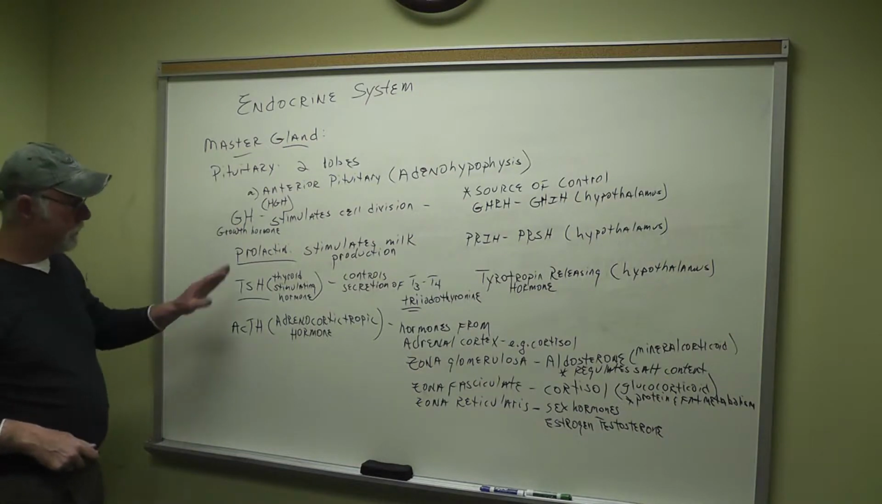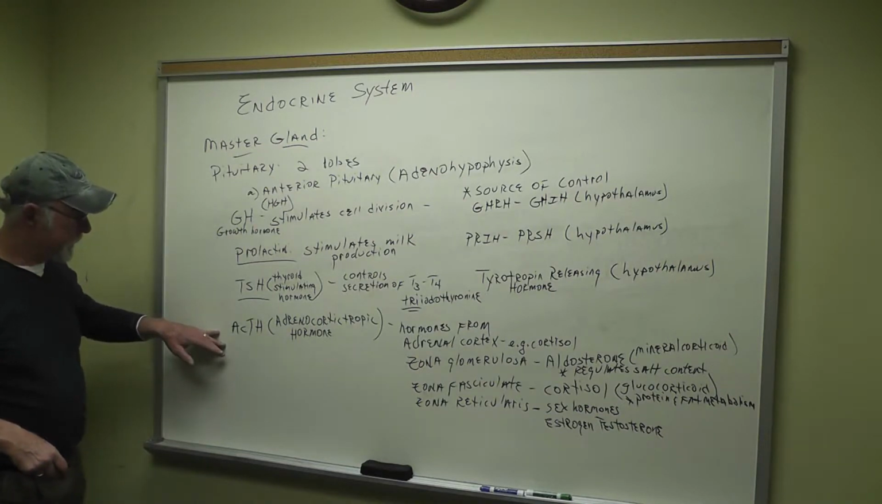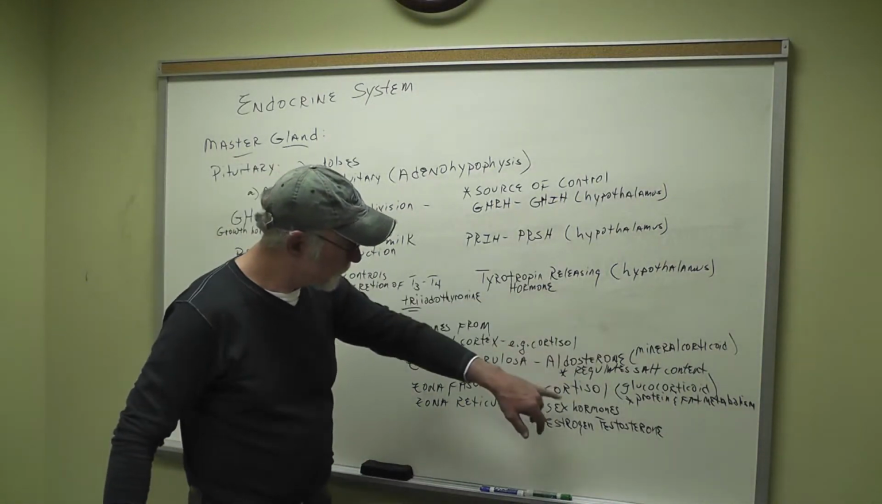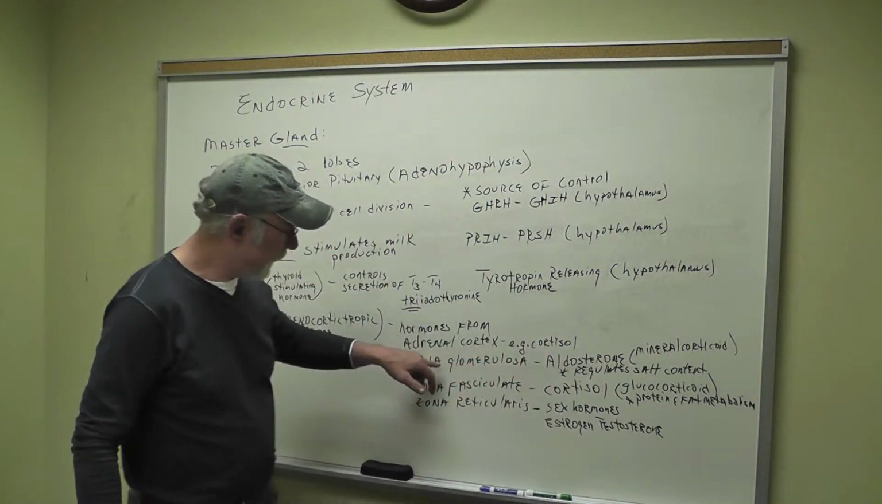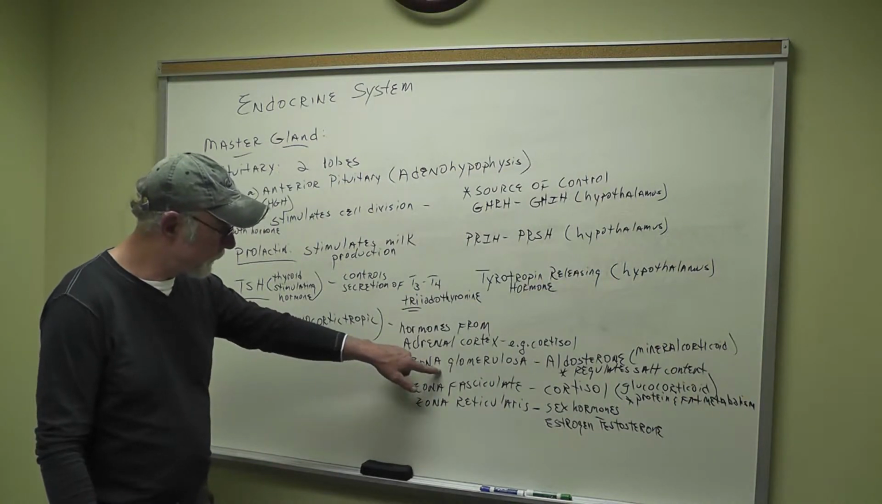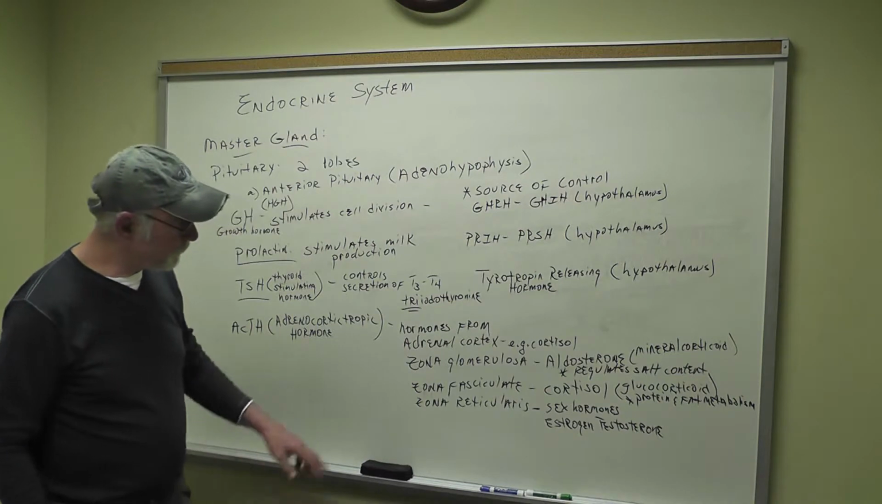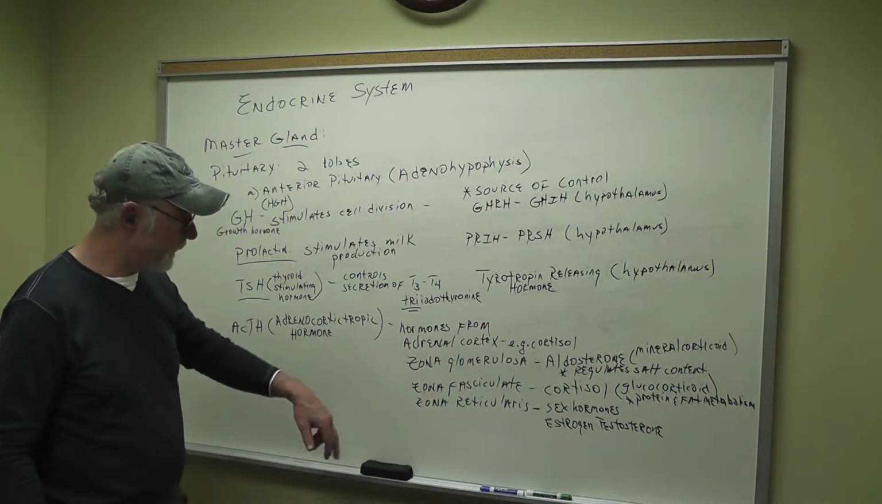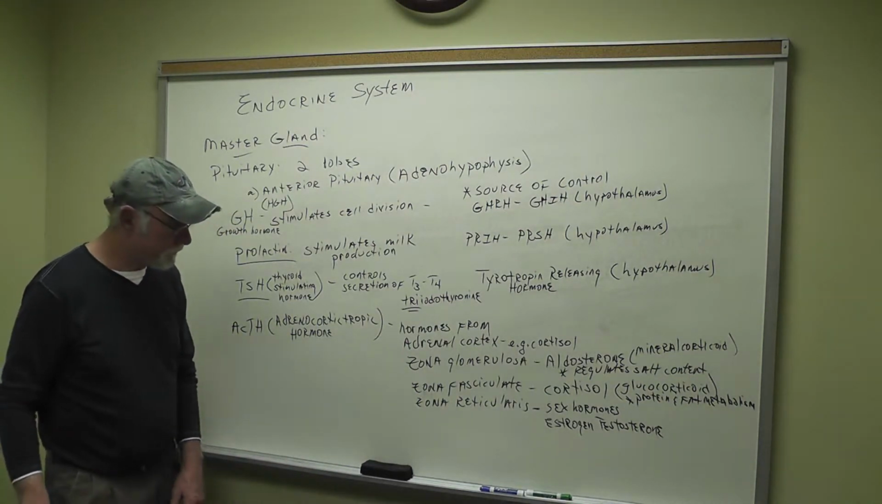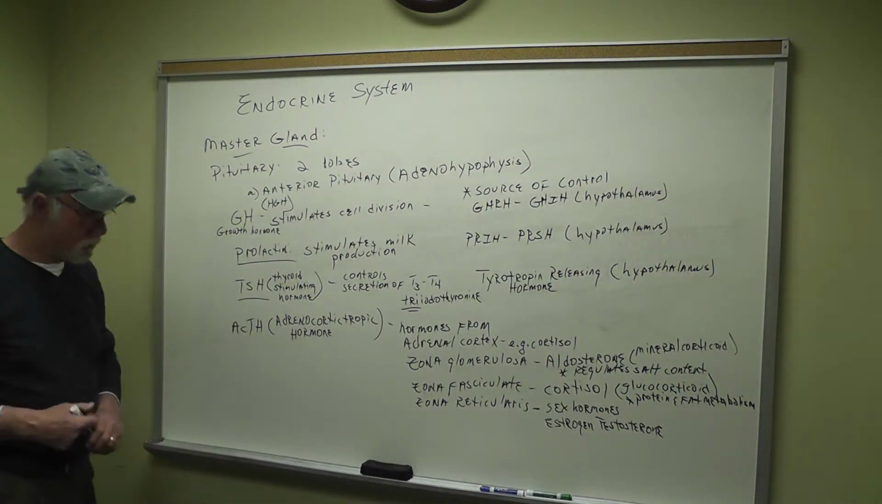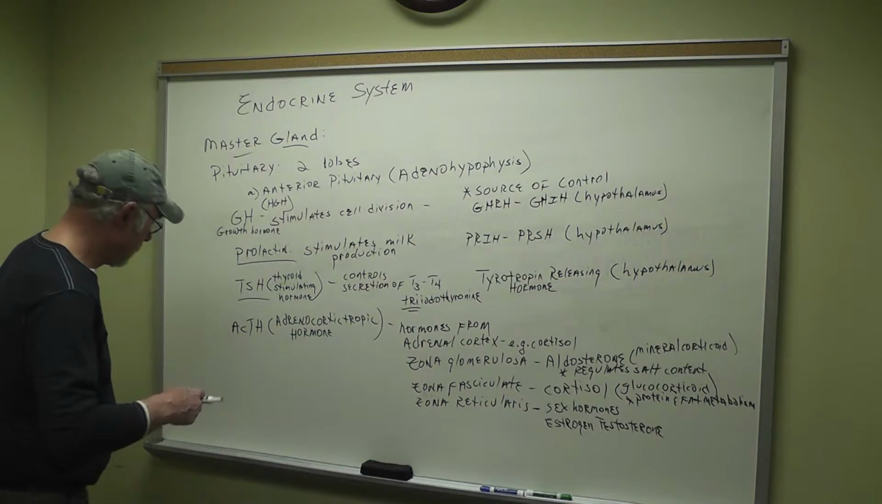All right, so again, ACTH, adrenocorticotropic hormone. We've got the different ones. The mineralocorticoids come from the outer layer, the zona glomerulosa. The glucocorticoids, cortisol, corticosterone, come from the zona fasciculata, and then the sex hormones come from the inner layer of the adrenal cortex.